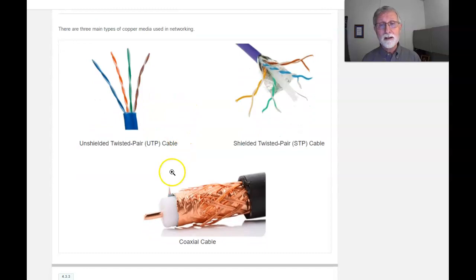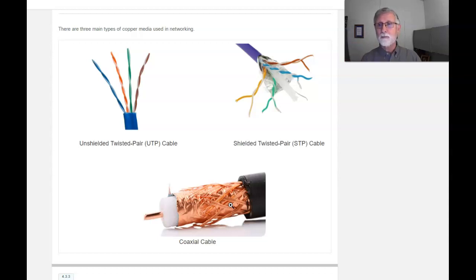Now, if you look at a coax cable, it's different. I don't have any twisted pair in it, but I do have the shielding. I've got a core, and here's your metal conduit that's used. Now, you've probably played with coax cable. It's very stiff. It wouldn't be easy to run between walls.